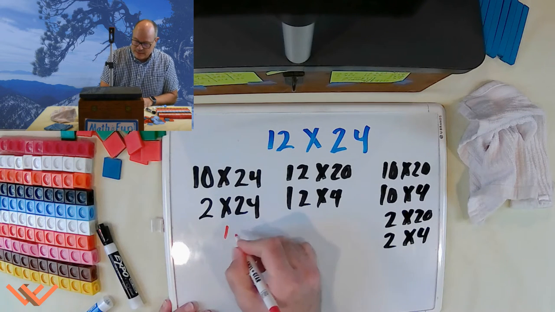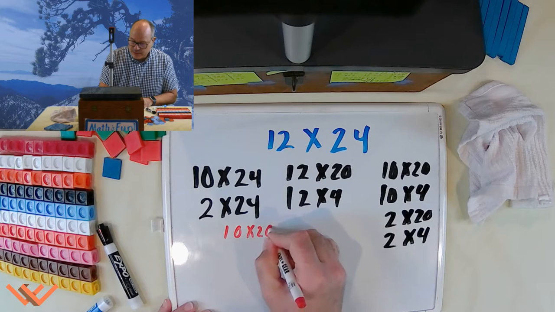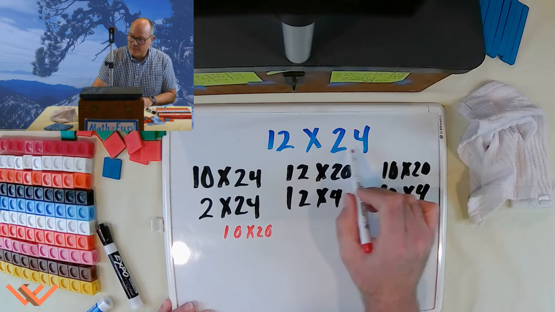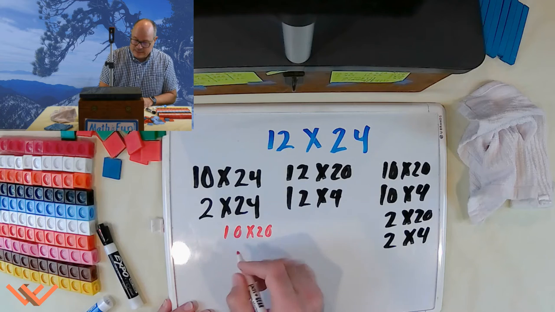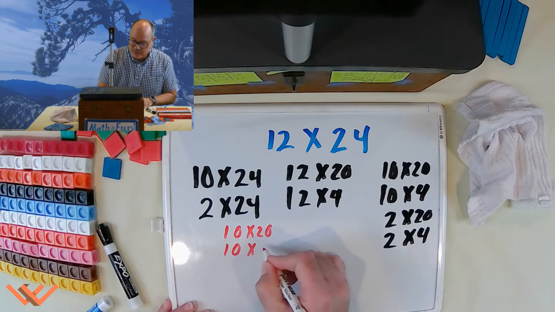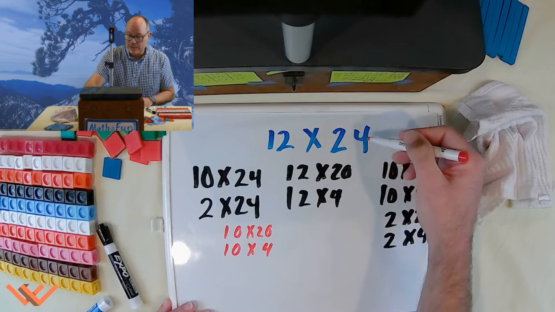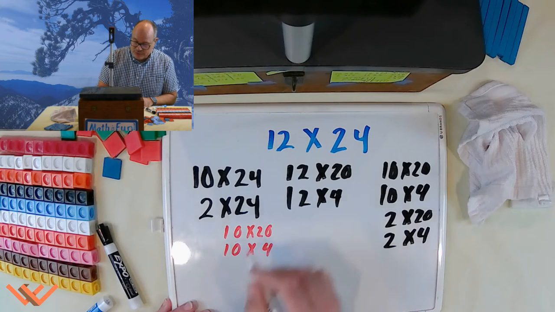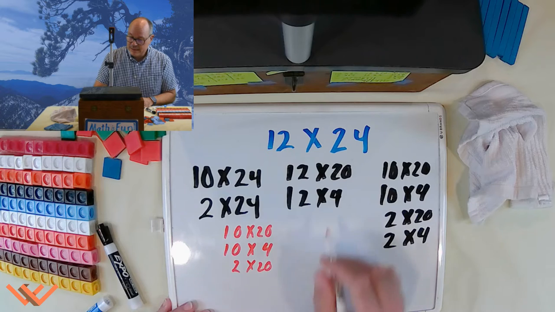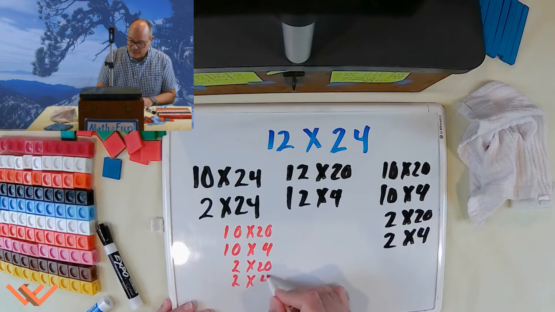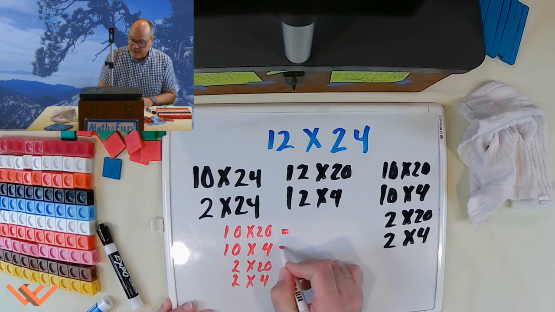So I have 10 times 20, which is that 10 from the 12 times the 20 from the 24, and then 10 times 4. See, I did that 10 times the 4 here. And then I take that 2 times 20, following along, and then I have 2 times 4. Well, let's just check it out.